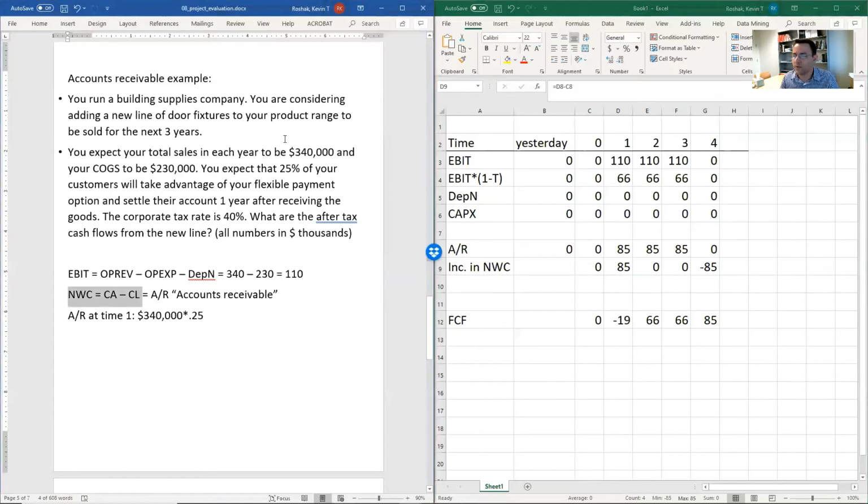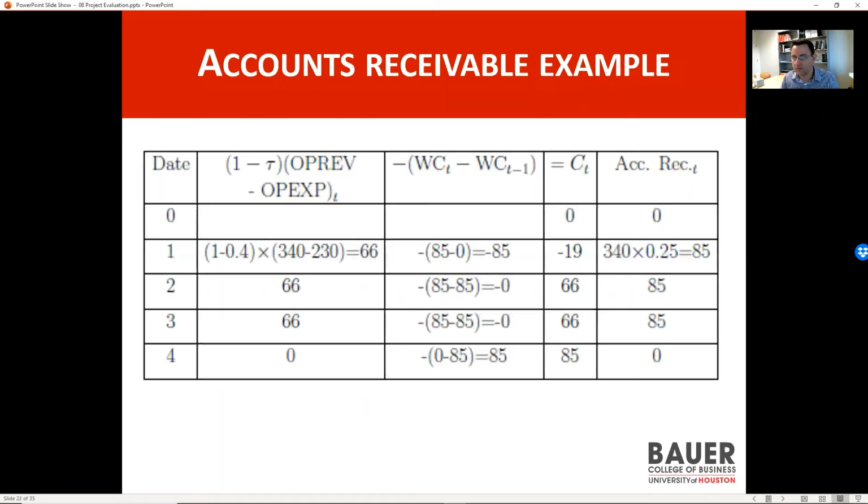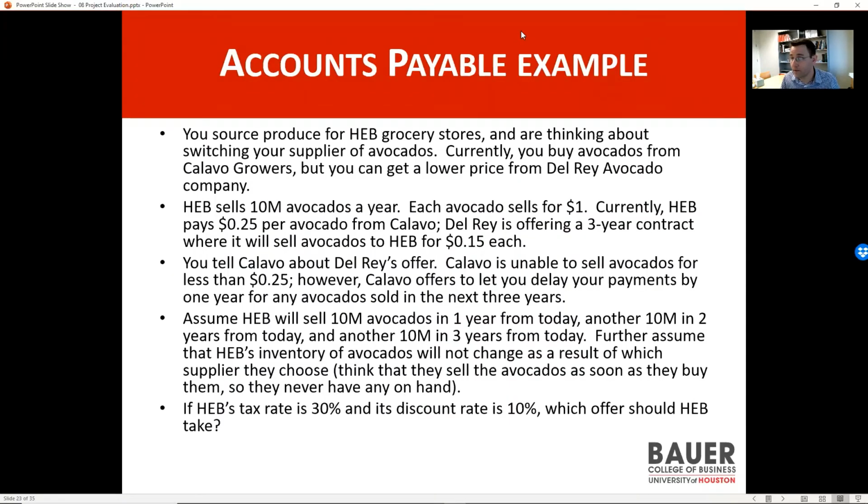So that's accounts receivable. Now I want to end with the kind of the trickiest type of example, which is the accounts payable. What's interesting about accounts payable is that it's a current liability. When we did inventory and accounts receivable, those are both assets, short-term assets. Accounts payable is the opposite of an accounts receivable. Accounts payable is you owe money. Your customers don't owe you money. Now you owe money to somebody, like a supplier. Now that's the spirit of this next example.